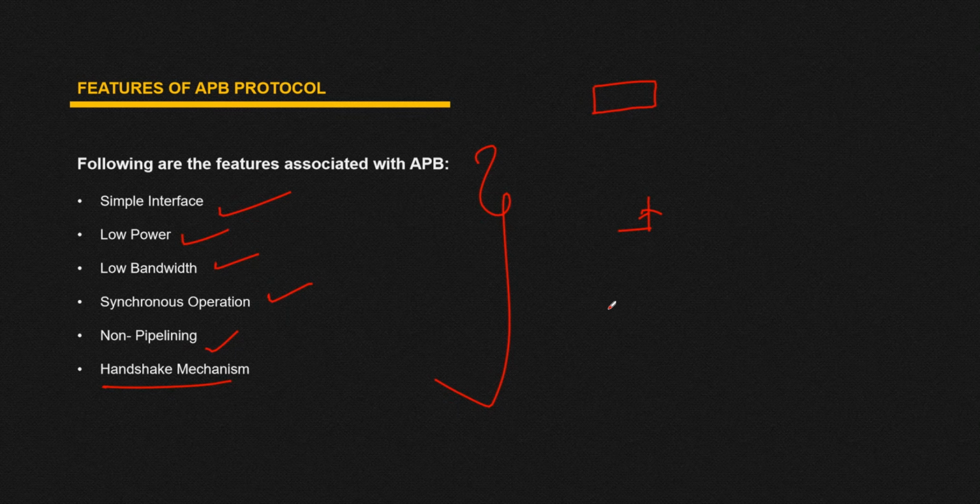Then we have the handshake mechanism. What does it mean by the handshake mechanism? Whenever you are sending some transaction to your slave, you wait for the acknowledgement from the slave. If the slave is ready, it will send the acknowledgement that it is ready, and then you can complete your transfer. Otherwise your master has to wait until it gets an acknowledgement signal from your slave. In the APB protocol we have one dedicated signal which collects the response from your slave. If the slave is ready, that signal is 1. If the slave is not ready, that signal is 0. We will discuss those signals also.